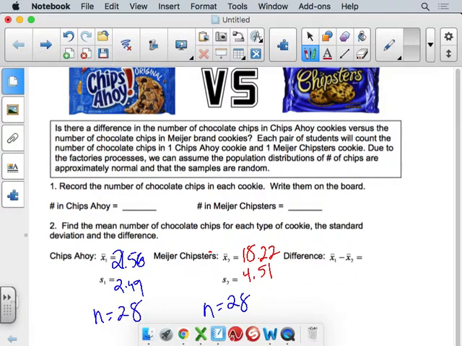So what's the difference between the two? On the difference, you can do it either way. You can do Chips Ahoy versus Chipsters, or Chipsters versus Chips Ahoy. You'll get either a positive or a negative, but either way you're going to get the same conclusion. So the difference, let's make sure.